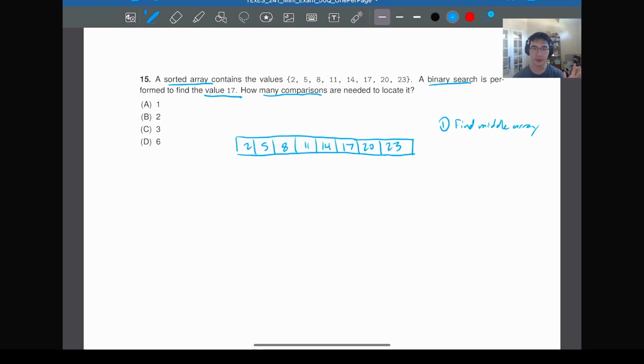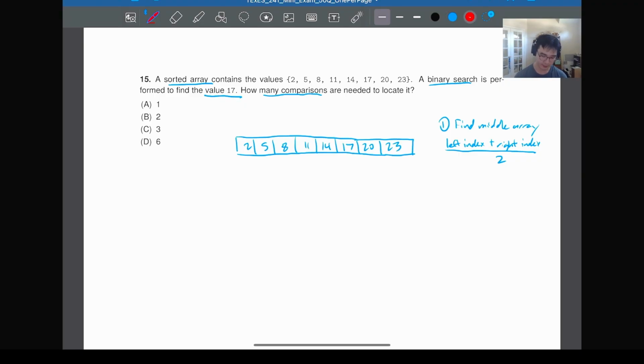Now, I don't know if you remember in middle school when you're trying to find the average of the two middle numbers, don't you add them up and divide? But not in this case. In this case, there's actually a clever way of finding the middle value. It is the left index plus the right index, divided by 2.